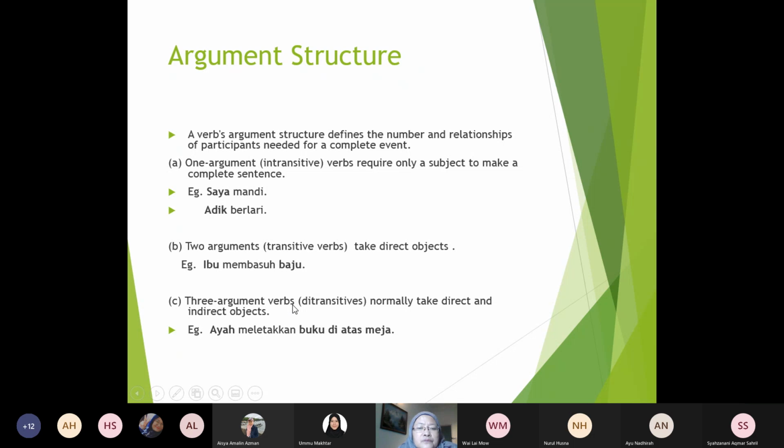And then you have a three argument verb, which normally takes direct and indirect object. That means there's two objects as internal arguments. So we have buku, first internal argument, and then you have di atas meja as second internal argument, and then you have the external argument. So there's one, buku, di atas meja second, and third is ayah. So three argument verbs means you cannot say ayah meletakkan buku. You must say meletakkan buku di atas meja. Okay. So three argument verbs.